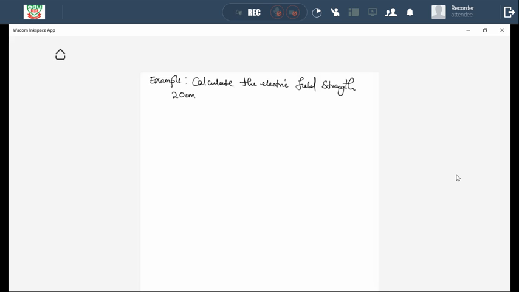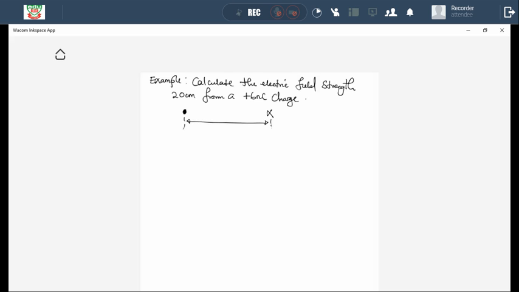20 centimeters from a plus 6 nanocoulomb charge. So we have got a charge here, which is plus 6 nanocoulomb, and we've got a point that is 20 centimeters away. We want to calculate the electric field strength at that particular point, and we are going to call that point X. So diagrammatically, you can represent the nature of the question with a diagram.